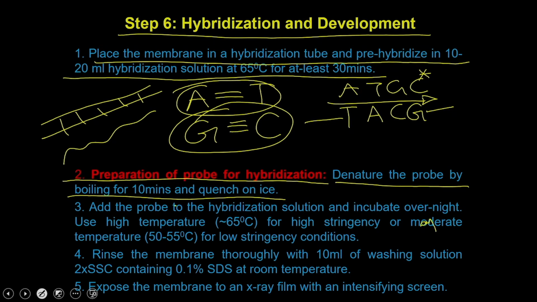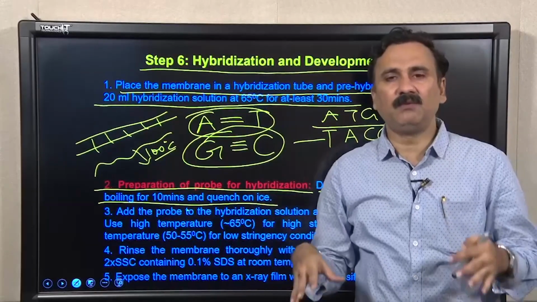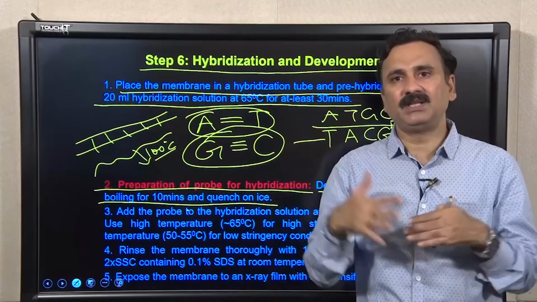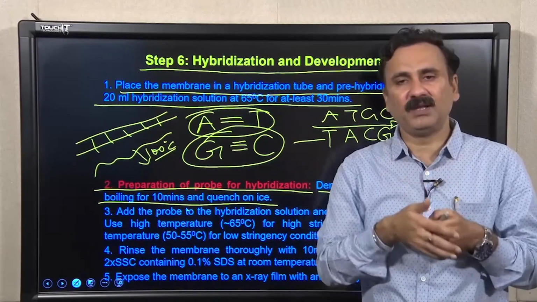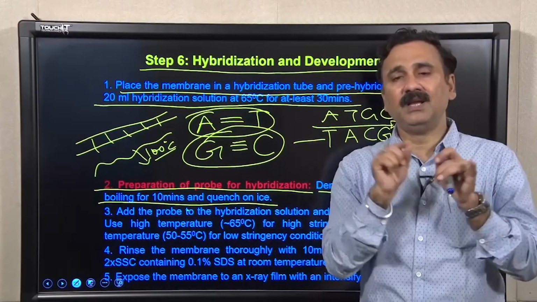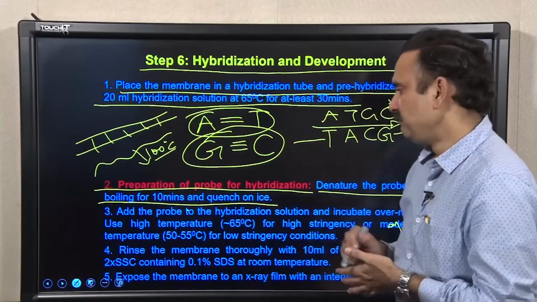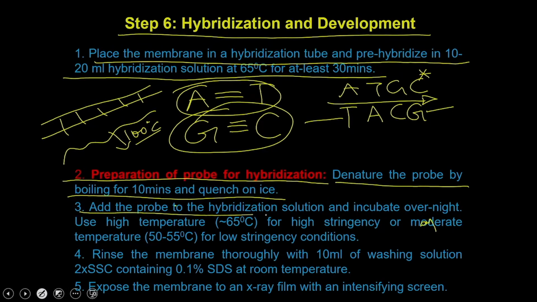So, for that you have to heat this at 100 degrees Celsius. When you heat it at 100 degrees Celsius, both the strands of the probe are going to be separated, and then if you abruptly cool down, they will not get a chance to anneal back to their complementary sequence, and that is how you are going to have the single stranded DNA at the end. Add the probe to the hybridization solution and incubate overnight.